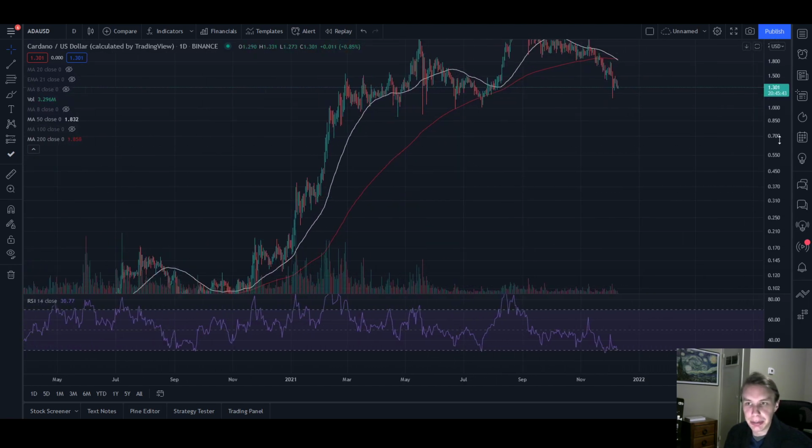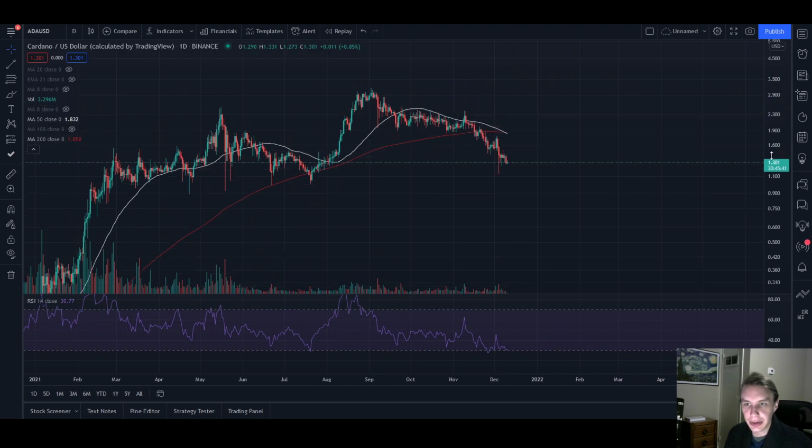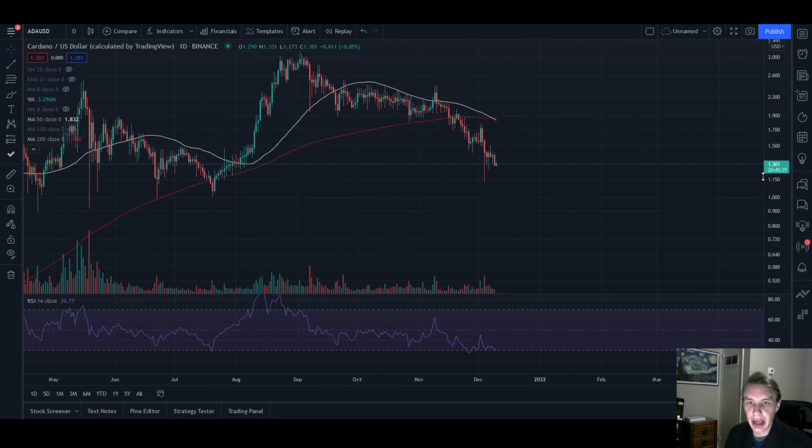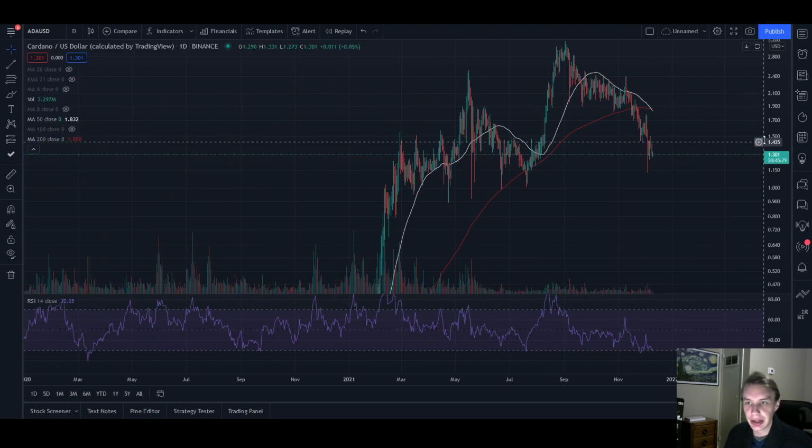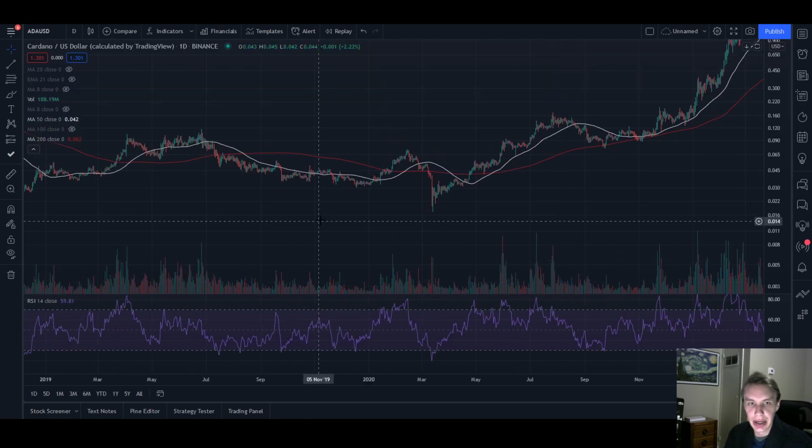Now, one thing I think is important to mention, though, is just because we've had a death cross, that doesn't necessarily mean that ADA has to go into a protracted bear market or downtrend, right? A death cross will always have to happen if you're going to go into a big bear market, but it doesn't necessarily mean you're guaranteed to do that. And I think we can just see this if we look back at ADA's history.